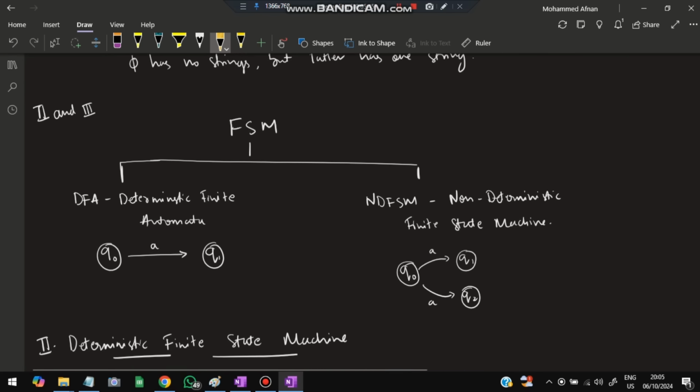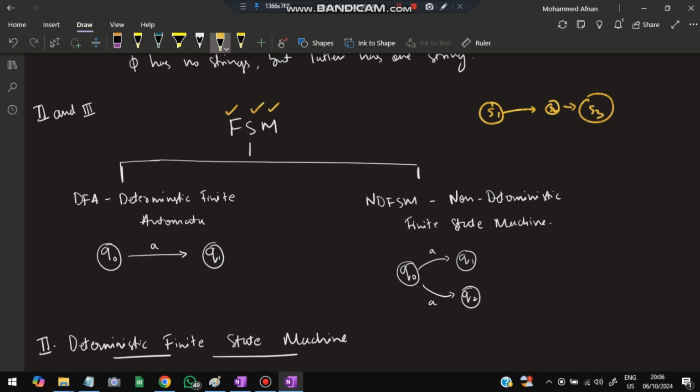Moving on to the second and third topic, we have two categories. FSM is finite state machine. What do you mean by finite state machine? State means this is state 1, this is state 2, this is state 3 and so on. We will be moving from one state to another state and the number of states is finite. That is called a finite state machine.